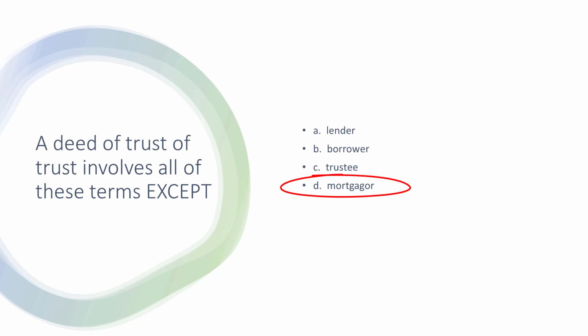A mortgagor is the borrower in a mortgage. In a deed of trust, the borrower is the trustor, and the trustee holds legal title in trust for the beneficiary, the lender. Good point to remember for your exam. With the deed of trust, the home buyer is the trustor, not the mortgagor.